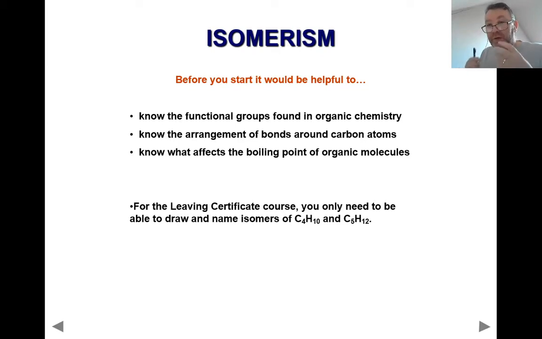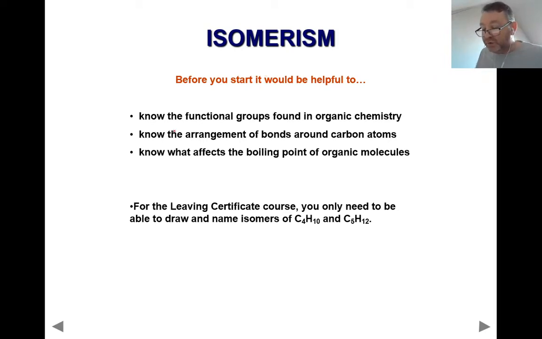The way in which you know you have a different molecule is by applying the IUPAC rules for naming organic compounds, and if you get a new name, then you have a new compound. So isomerization is taking a group of atoms and arranging them into different structural formulas so that you get a new organic hydrocarbon. Before we begin, there's three things that I would ask you just to call to mind.